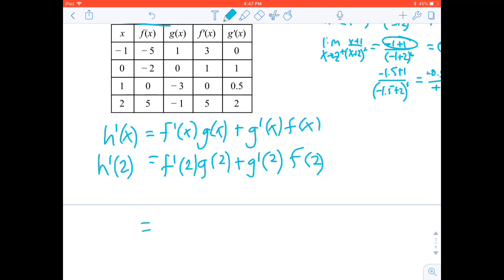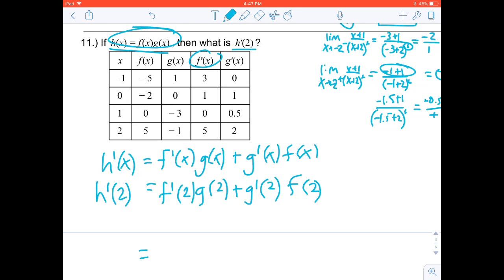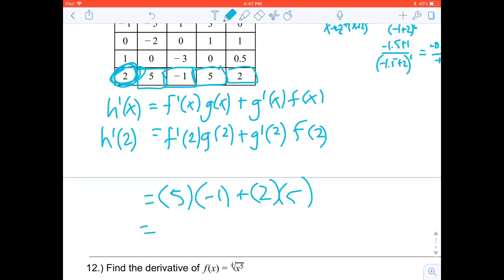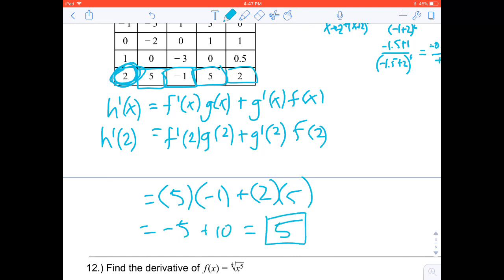And once you do that, we are going to look at the table. F prime of 2 is equal to 5, so I can replace that with a 5. G of 2 is equal to -1, so I go ahead and plug that in. G prime of 2 is 2, and then f of 2 is 5. So I will plug that in there. And now we're just simplifying. 5 times -1 is -5 plus 10 equals +5.